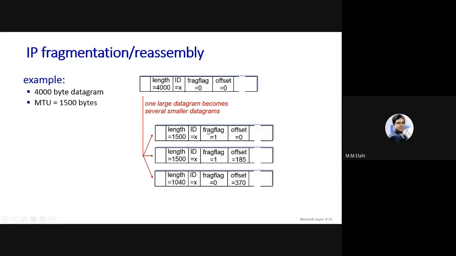Now, for the first two fragments, flag equals to 1 because this is not the last fragment. For the final one, flag equals to 0. Now, final point, offset. Okay, how offset is calculated?